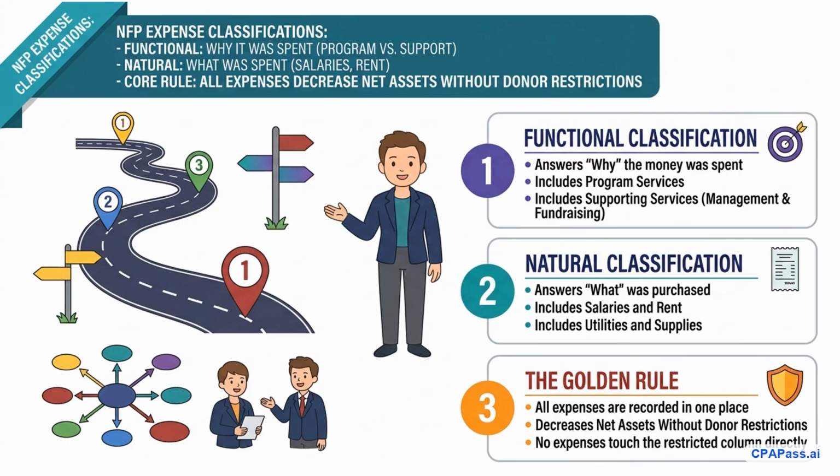Regardless of these classifications, there is a golden rule. All expenses must be reported as decreases in net assets without donor restrictions. Let's explore how this mechanism works.